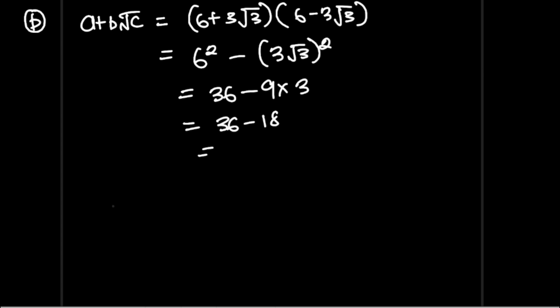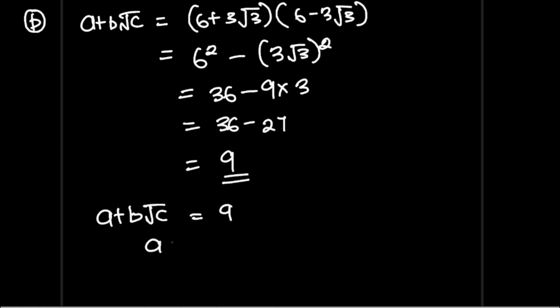Okay, 9 times 3 should be 27. So 36 minus 27, and then we have the answer to be equal to 9. So therefore if we compare here, a plus b root c, equals 9. So this implies that A equals 9, B equals 0, C equals 0.